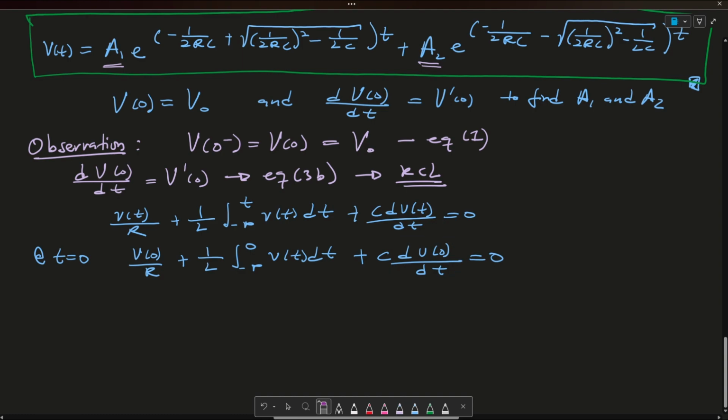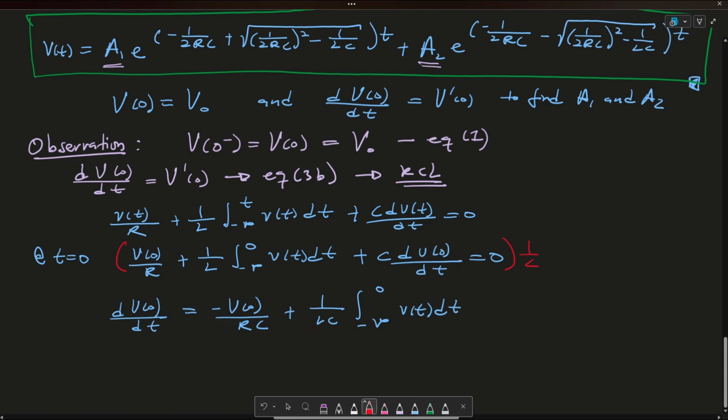So in order to isolate that, I'm going to multiply this entire thing by 1 over C. So what do we get? I'm going to write this term first. So I get dV of 0 over dt is equated to minus V0 over RC plus 1 over LC integral from negative infinity to 0 of V(t) dt.